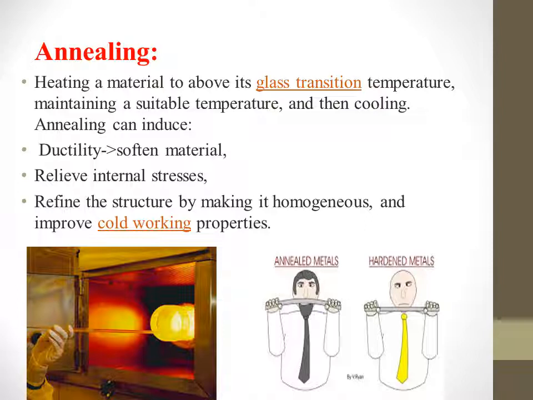Why is it done? To induce some form of ductility and soften the material, to relieve the internal stresses, which is the most important point, and to refine the structure by making it homogeneous and improve its cold working properties. So these are the three reasons why we need to carry out annealing, and it is always done right after we do the cold working. So you can say it is the opposite of cold working, because you are achieving softening and you want to relieve the internal stresses that are created due to cold working. And at the same time, it improves the cold working properties by giving a refined and a regular structure.